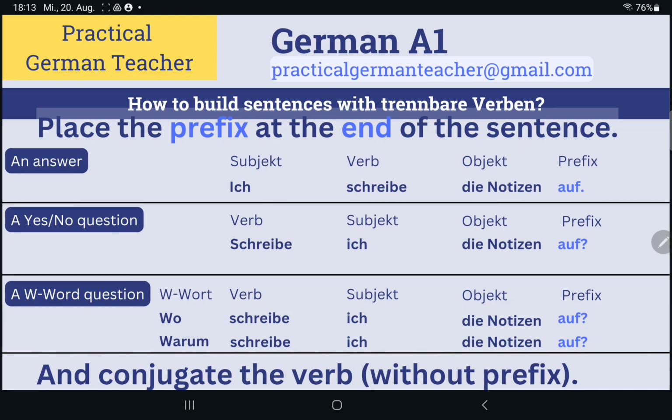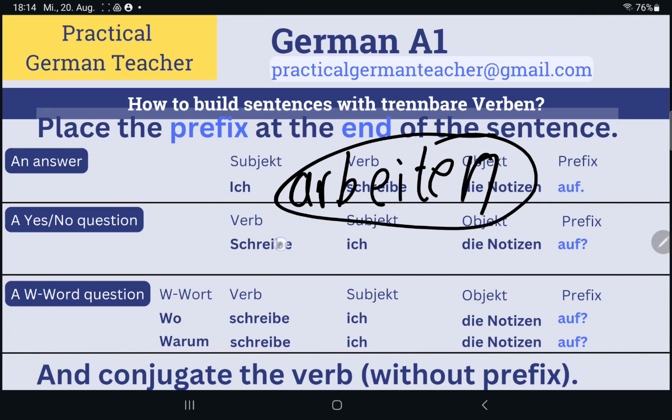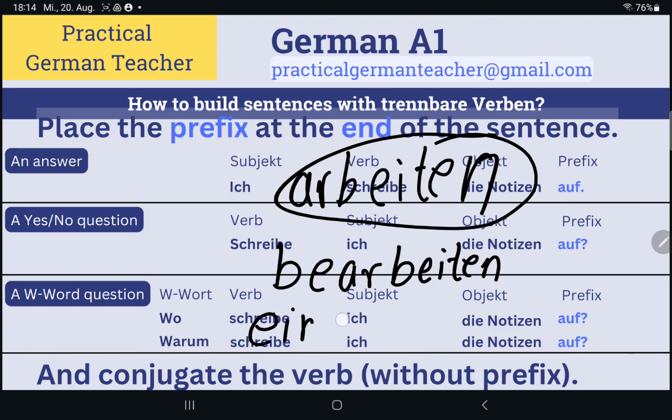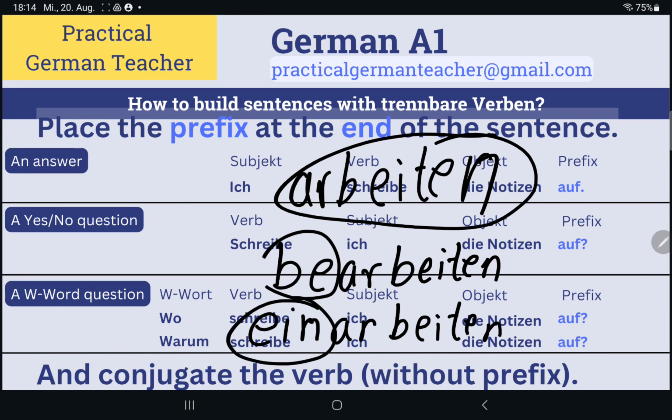Now, by now you should know, if I just give you some random verbs, for example, the verb arbeiten, which means to work. Let's say I give you two verbs now, bearbeiten and einarbeiten. They both have a prefix, but tell me which one is a trennbare Verb and which is a nicht trennbare Verb.